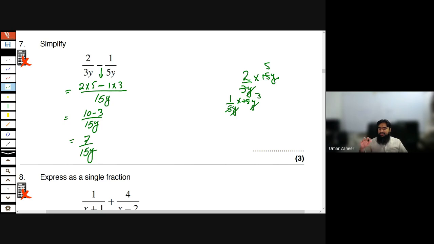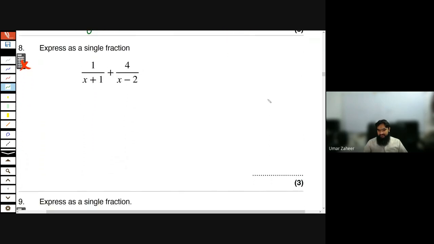The same process we have done in the numbers. First of all, we are finding the LCM. After finding the LCM, we multiply the first term with the LCM. In the same way, we multiply the second term with the LCM.